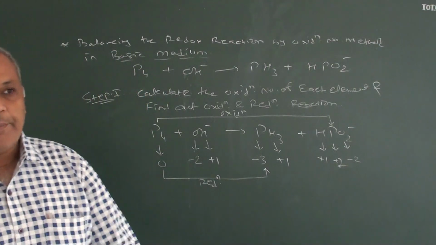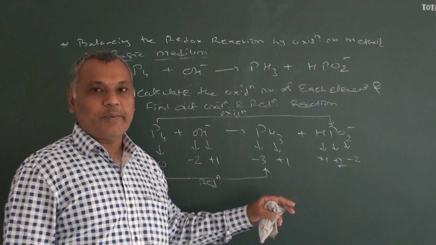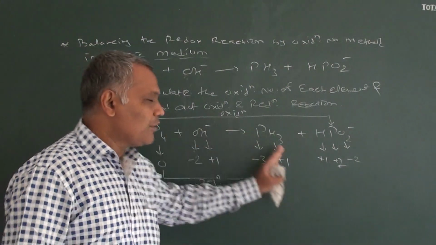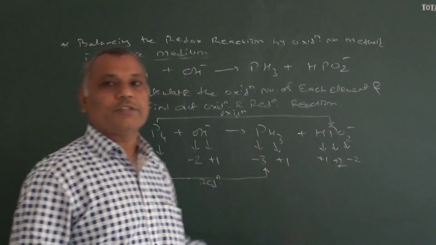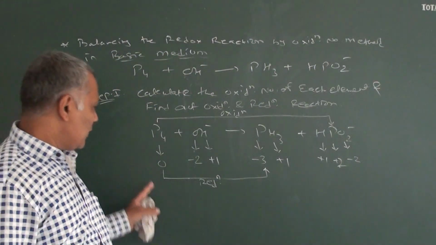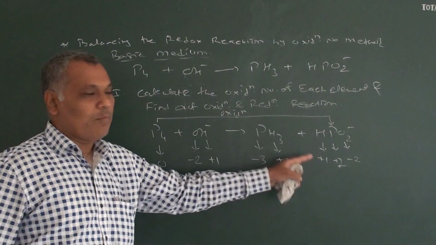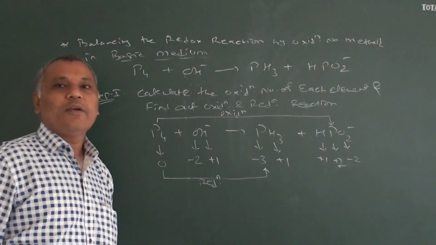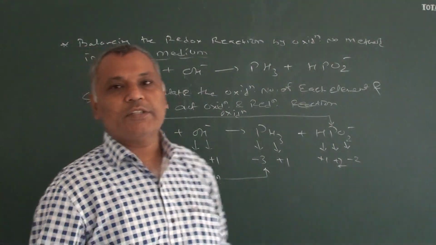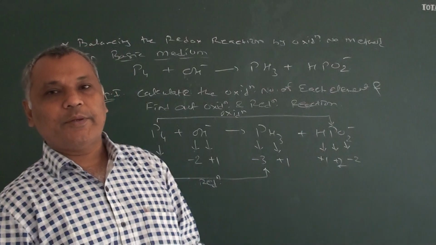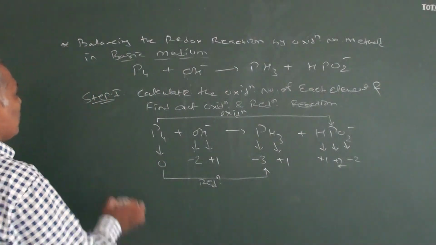See, we wrote it separately in our half reaction method, that P4 changes to PH3, P4 changes to this. In place of that, what I have to do is simply put an arrow mark on it and specify which one is oxidation and which one is reduction. That is my first step. Right? Now, step 2.